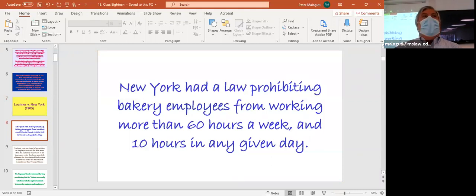Here, I guess being a baker is not a healthy profession. Flour dust can be very fine. Flour dust can get in the lungs and cause irritation. I guess bakers have a history of health problems. So New York passes a law that prohibits bakers from working more than 60 hours a week.